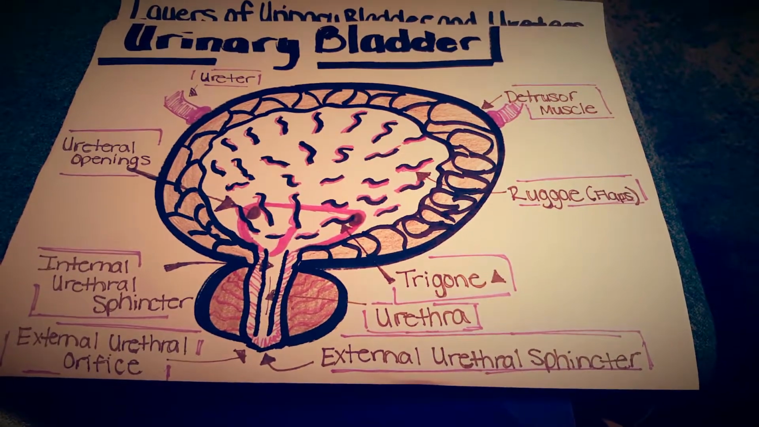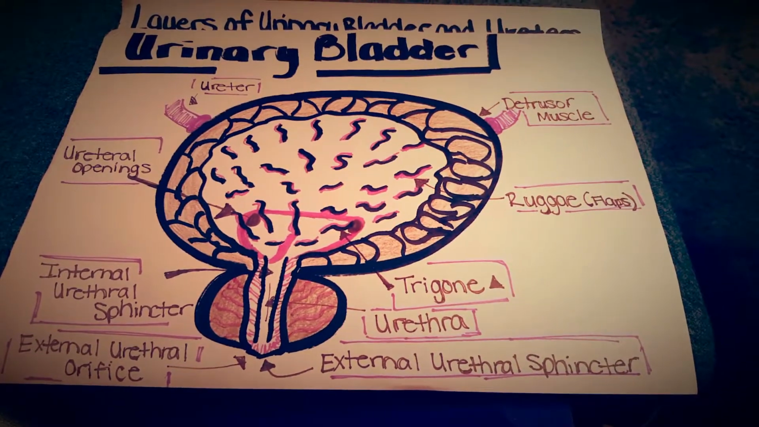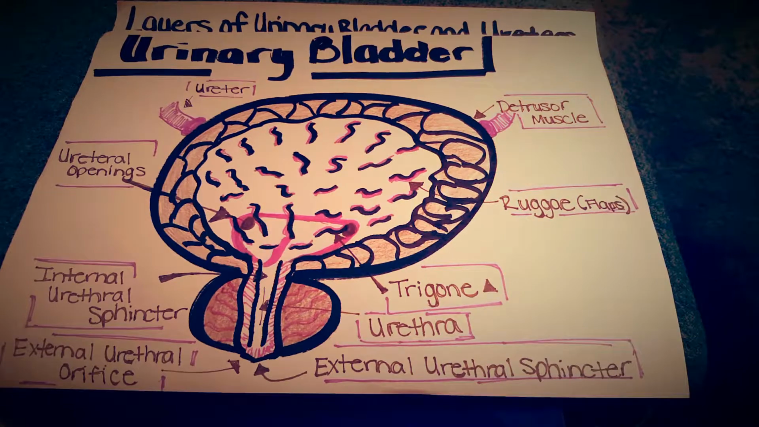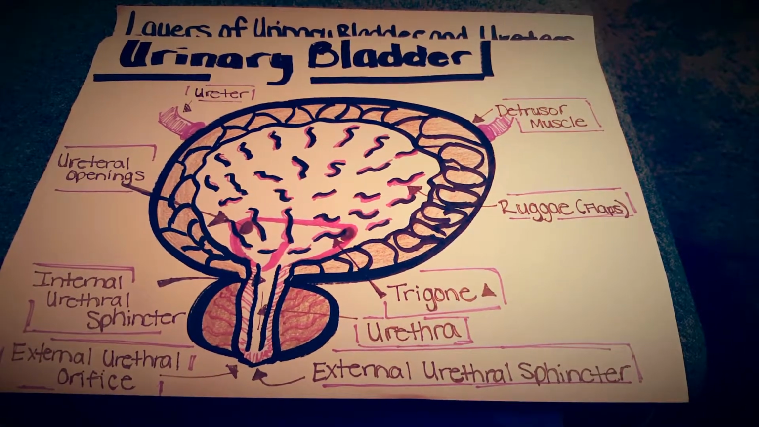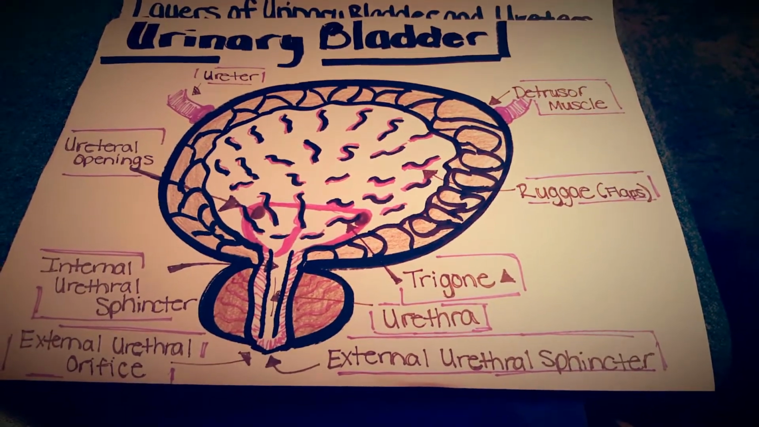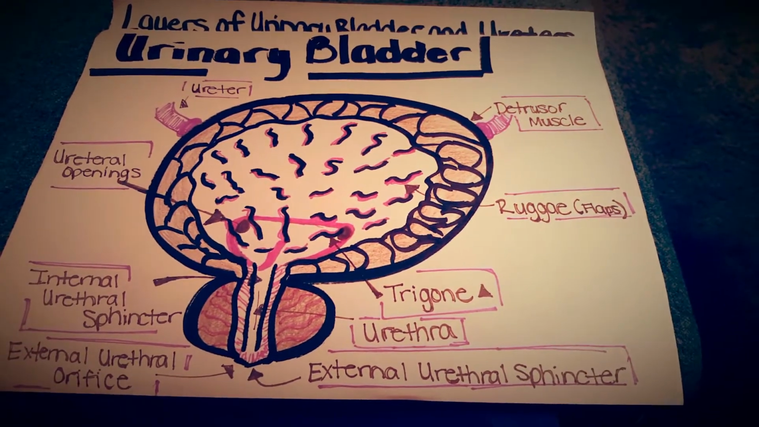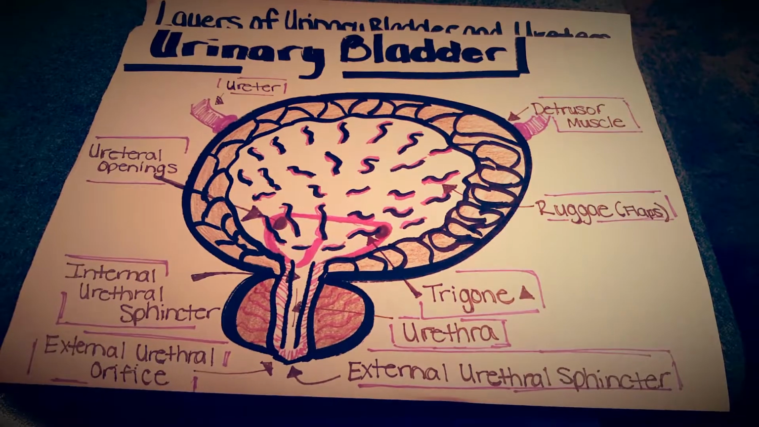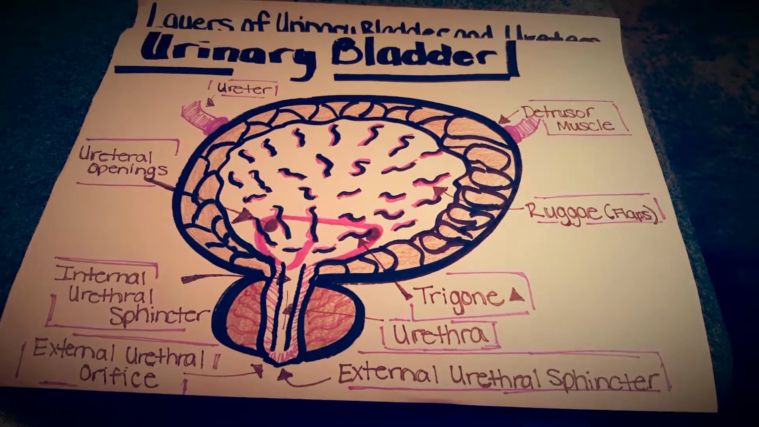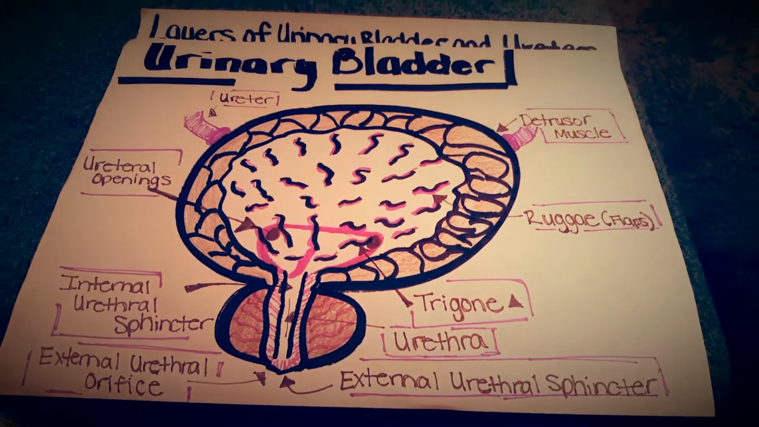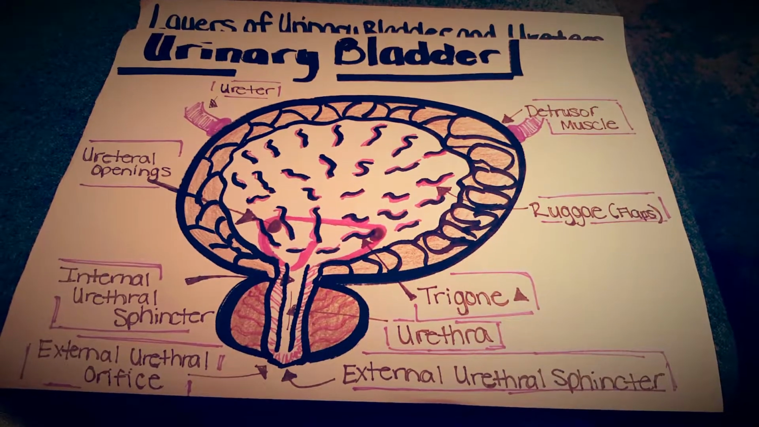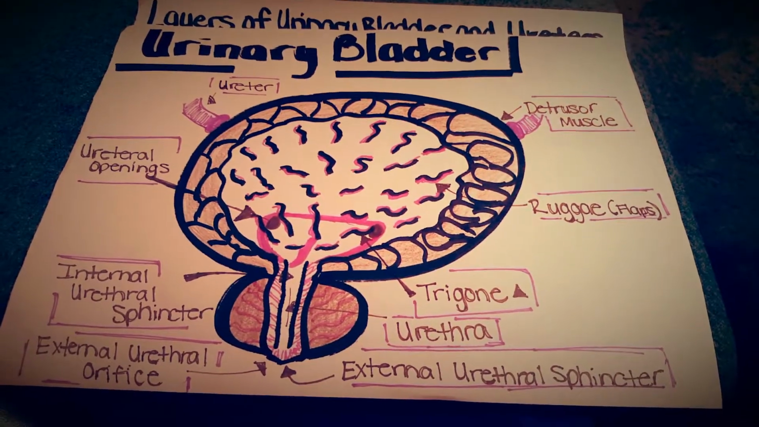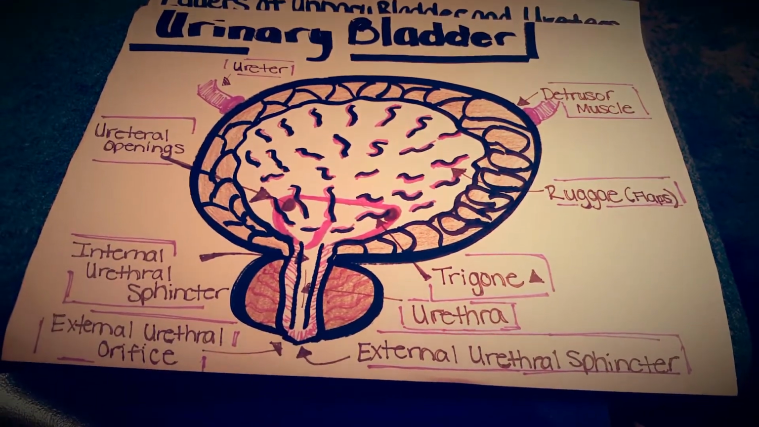The urinary bladder also contains a detrusor muscle in its walls. The majority of the urinary bladder contains folds called rugae that allow it to expand when it is filled with urine. The smooth inferior portion of the urinary bladder wall features a triangular shape known as the trigone.